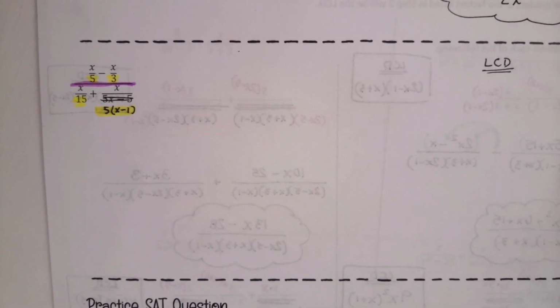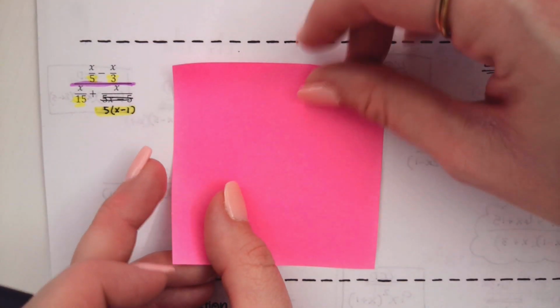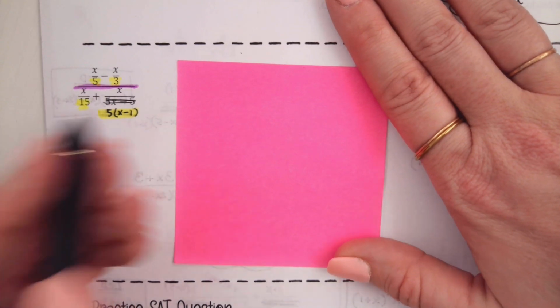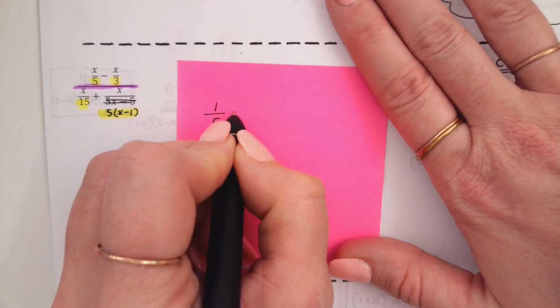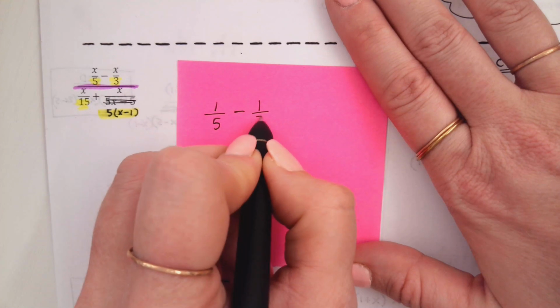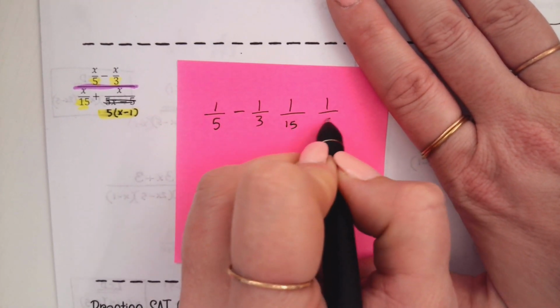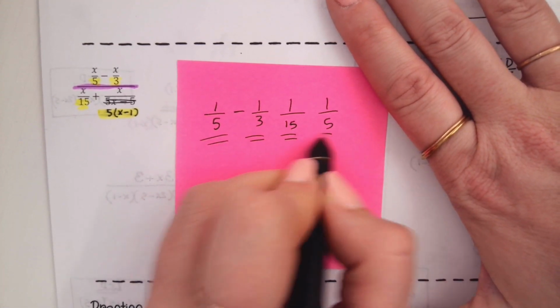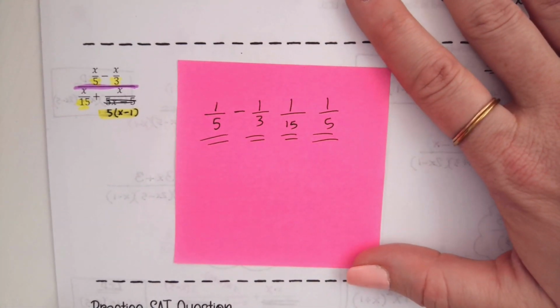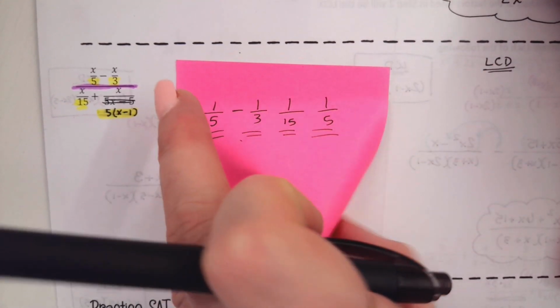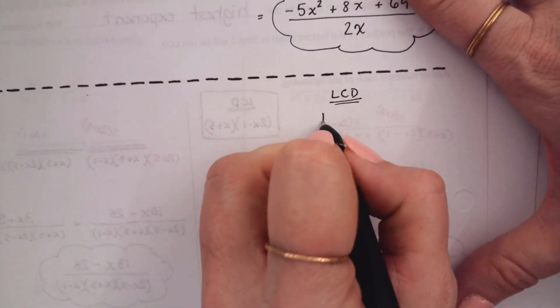Okay, remember when you have LCDs, or whenever you have denominators that are numbers, think about them as just fractions like you did in first grade. So this one has a denominator of 5, so it would be like 1/5. This would be like 1/3, this would be like 1/15, and this would be like 1/5. So you look at all these numbers, what would be the LCD of all of those? 15, right, because it's the smallest number that they all divide into evenly. So 15 is going to be in my LCD.